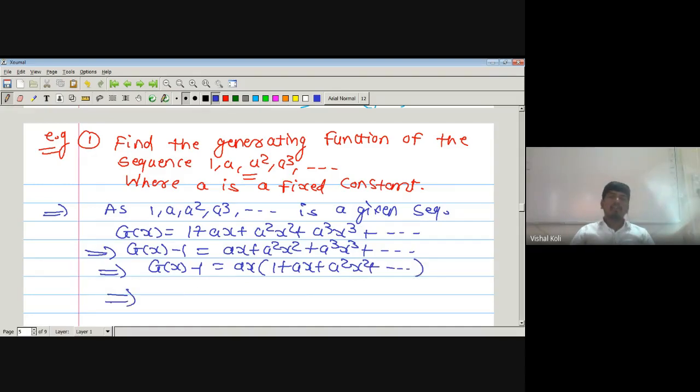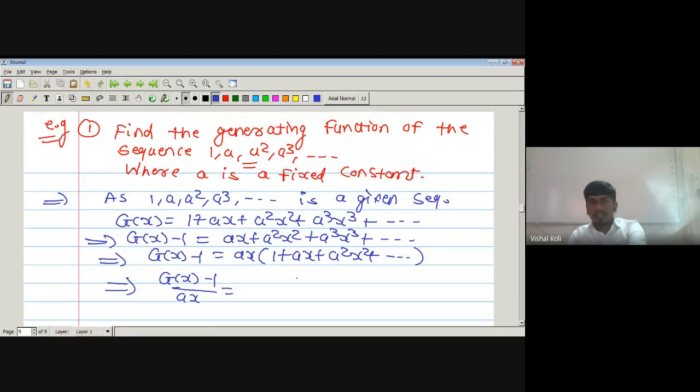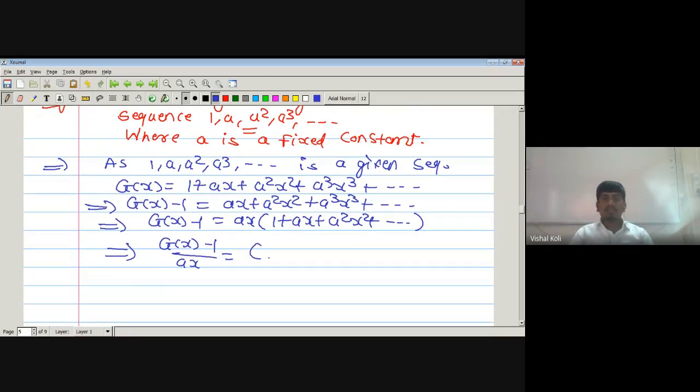Now divide both sides by ax. We get (g(x) minus 1) divided by ax. If we divide this side by ax, then this ax and the denominator ax get cancelled. So we get 1 plus ax plus a square x square plus so on. But 1 plus ax plus a square x square plus a cube x cube is nothing but g of x. So put the value of g(x) as 1 plus ax plus a square. Then we get this term as g(x).